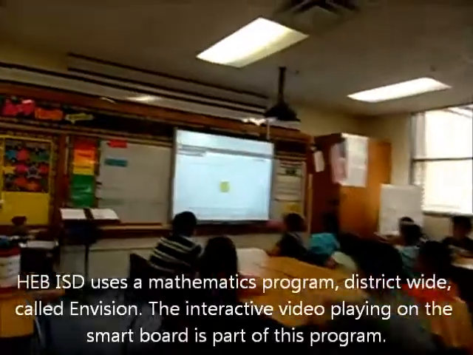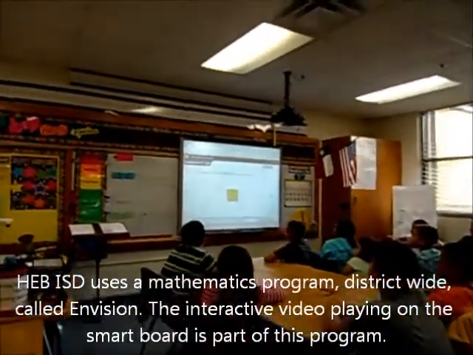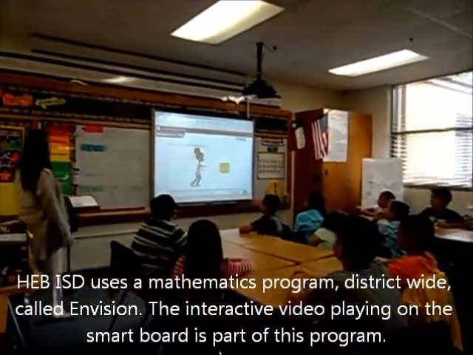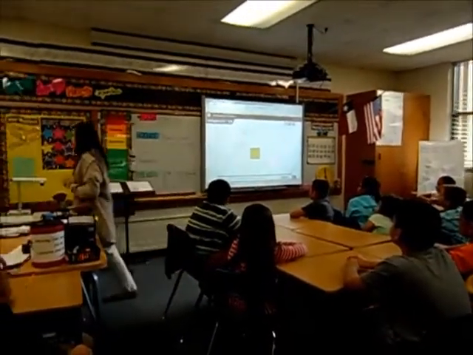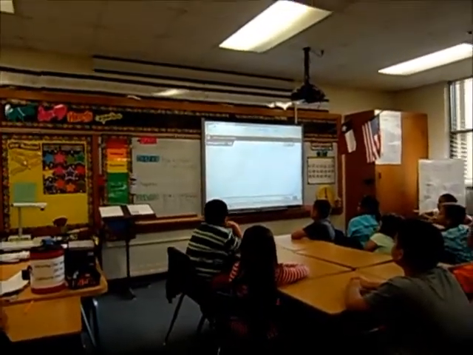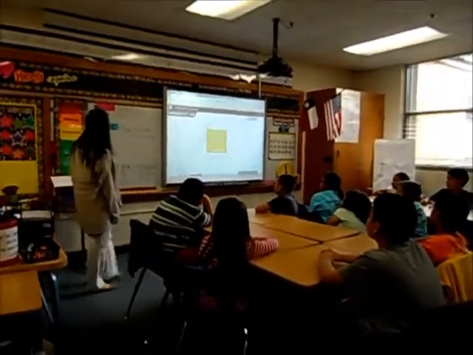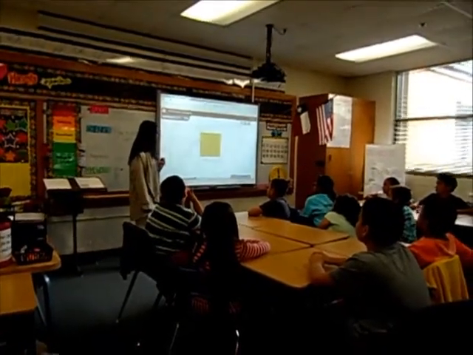1,000 times 8. 8,000. Very good. The product of a whole number and itself is called a perfect square. Here are some examples of perfect squares. 1 times 1 equals 1. 3 times 3 equals 9. 5 times 5 equals 25.